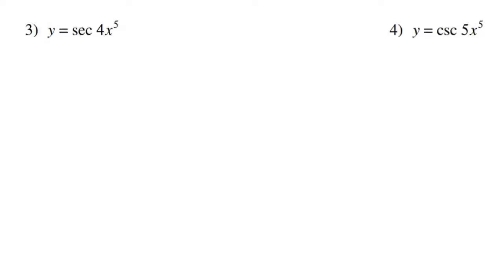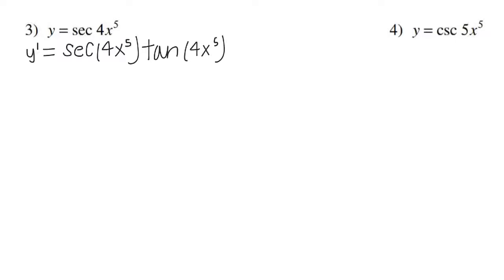Okay, so let's see. For number 3, we have y prime equals, and what's the derivative of secant of an angle? It is secant of the angle times tangent of the angle, right? And then what else have I got to multiply by? Derivative of the angle itself. And what's that derivative?